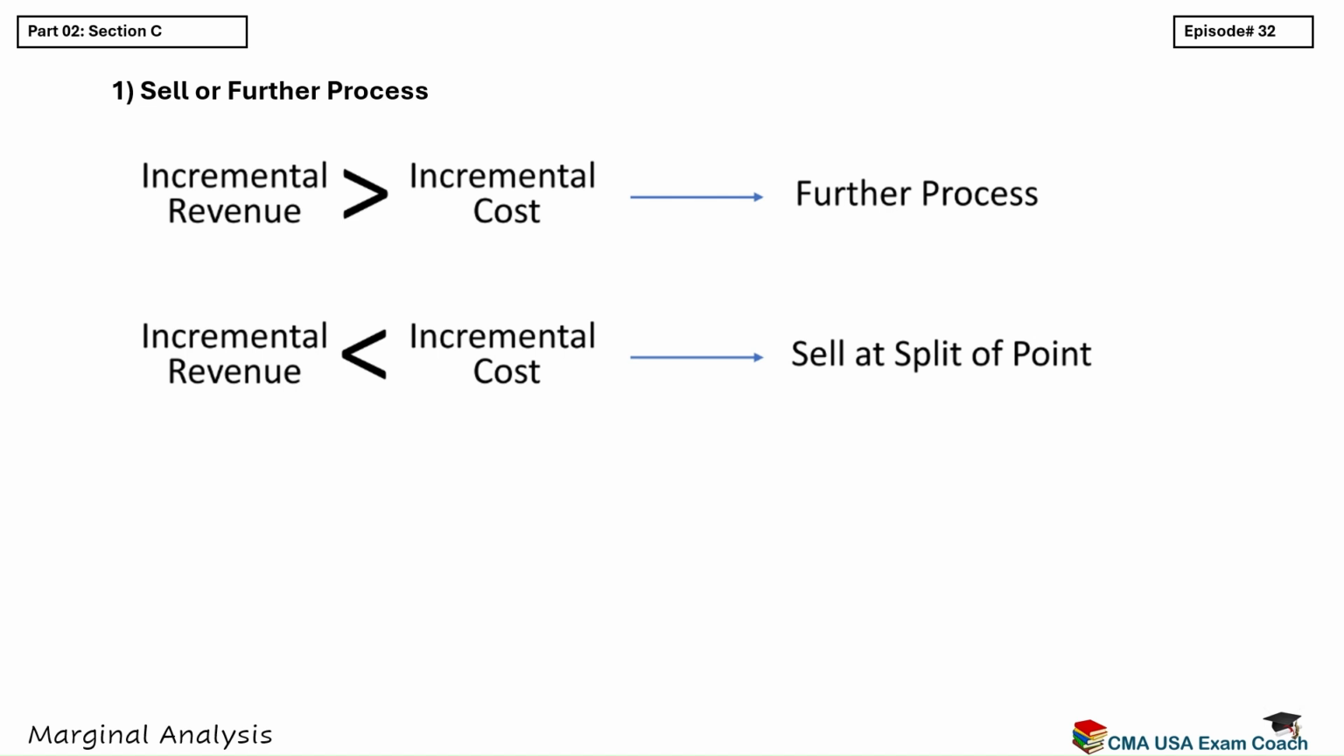Case 2. Incremental revenue less than incremental cost. Here, the extra money you make from the processed product is less than the additional cost. That means you're losing money by spending more than you gain. So in this case, the better decision is sell at the split-off point. And remember, we're only looking at the differences after the split-off point. The joint cost is not part of this decision. It's already incurred, so it doesn't affect the comparison. This simple comparison between incremental revenue and incremental cost is the heart of marginal analysis in this type of decision.